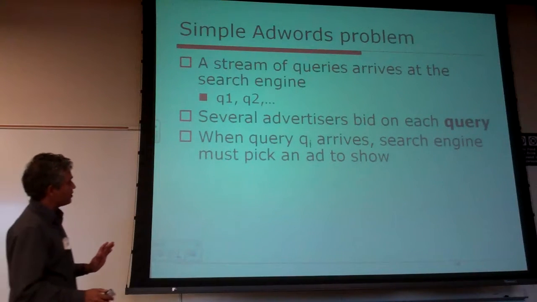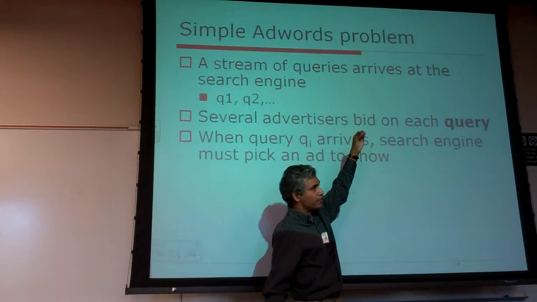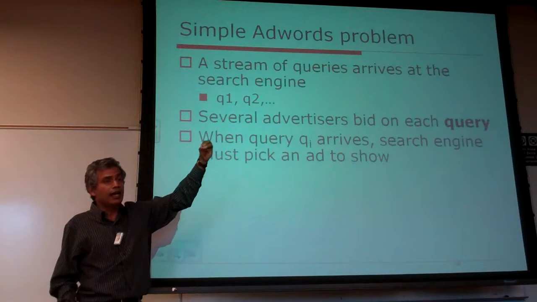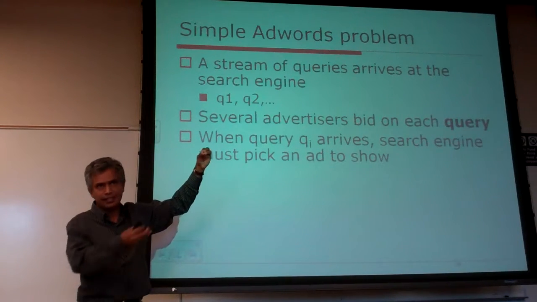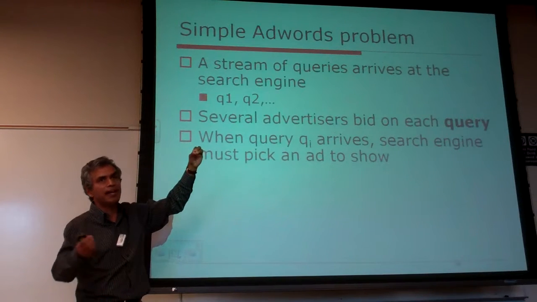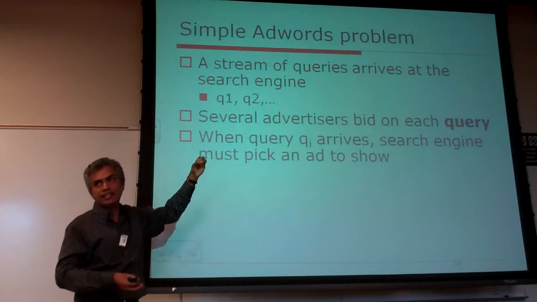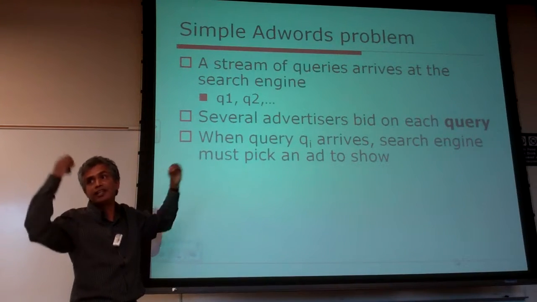So for example, each of these advertisers says, I will pay for query Q1: A might say I'll pay $5. Nobody actually pays $5, but let's say 5 cents if they click on my advertisement. And B says I will pay 8 cents if they click on my advertisement. Somebody says $10 if they click on my advertisement.